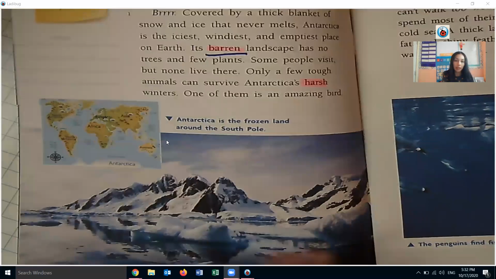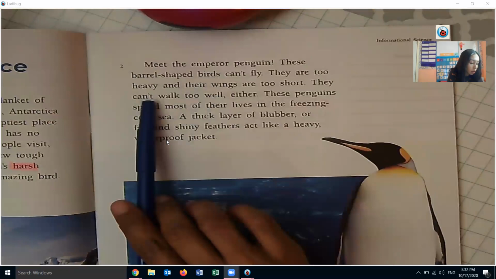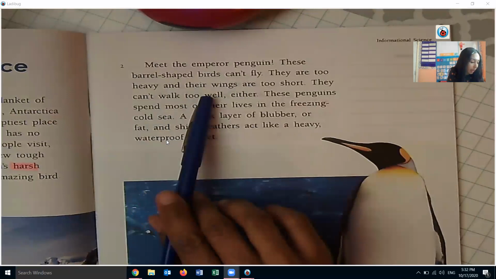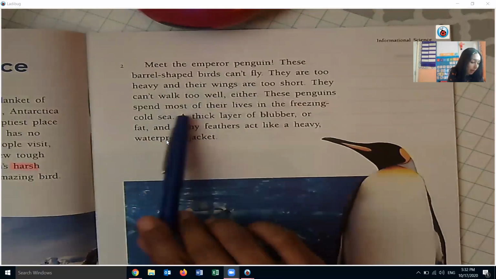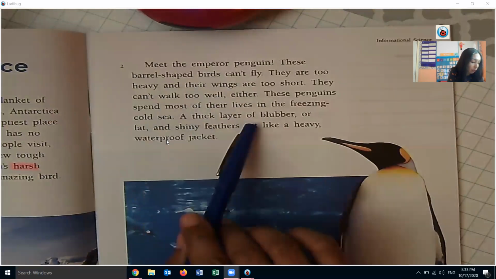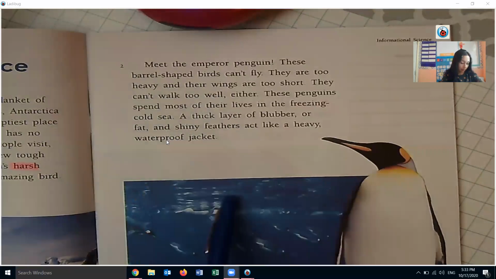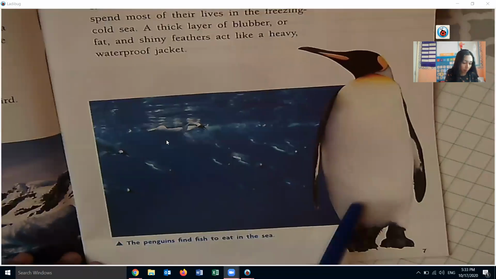Page 7, meet the emperor penguin. These barrel-shaped birds can't fly. They're too heavy and their wings are too short. They can't walk too well either. These penguins spend most of their lives in the freezing cold sea. A thick layer of blubber or fat and shiny feathers act like a heavy waterproof jacket. And then down here we see a picture of an emperor penguin and some of them swimming.